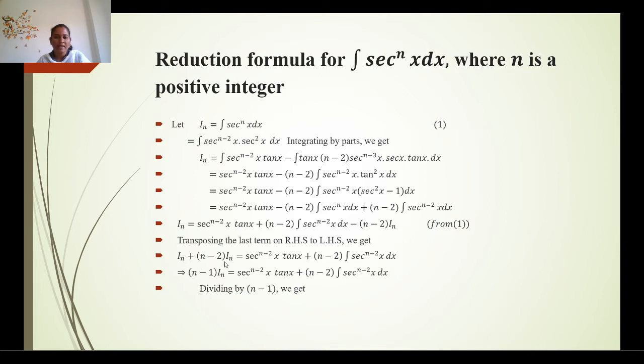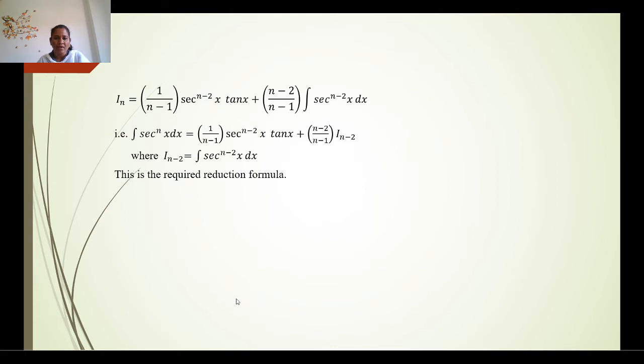Then take I n as a common term, it will become n minus 1, since the coefficient is plus 1, then n minus 1 I n is equal to secant to the power of n minus 2 x tan x plus n minus 2 integral of secant to the power of n minus 2 x dx. Dividing throughout the equation by n minus 1, the coefficient of I n, it will become I n is equal to 1 divided by n minus 1 secant to the power of n minus 2 x tan x plus n minus 2 by n minus 1 integral of secant to the power of n minus 2 x dx.